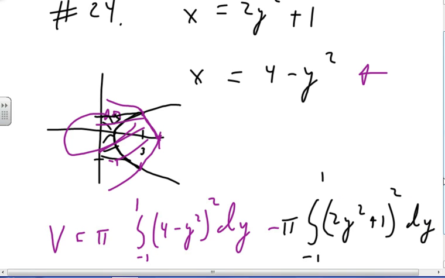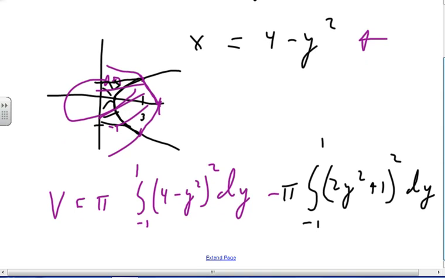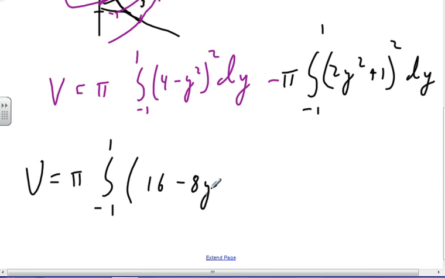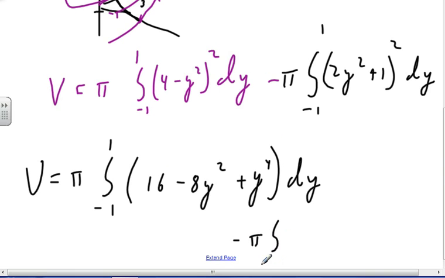Okay, so that's how I'm going to set up the problem. V is going to be pi integral from minus 1 to 1 of 16 minus 8y squared plus y to the 4th dy, minus pi integral from minus 1 to 1 of 4y to the fourth plus 4y squared plus 1 dy.